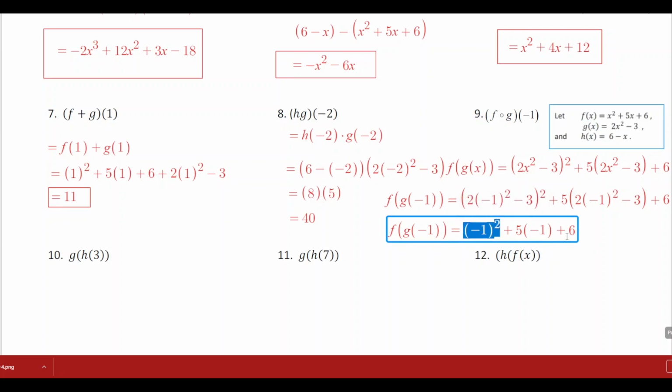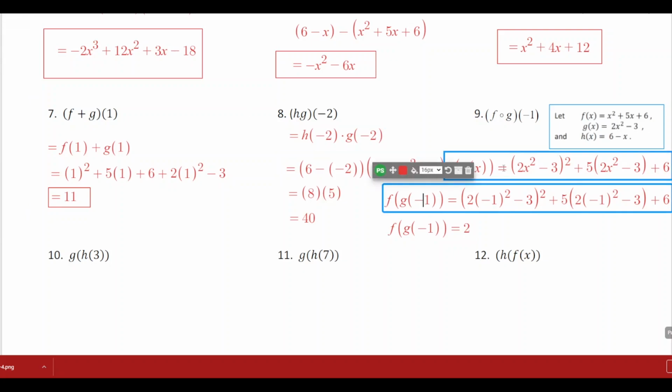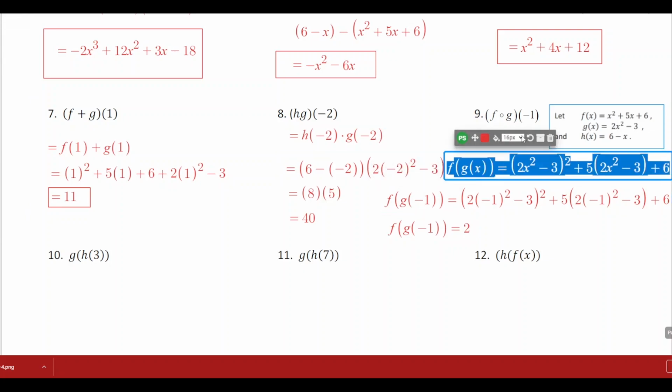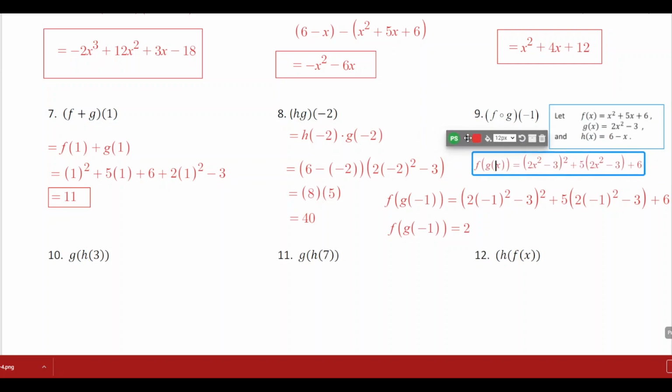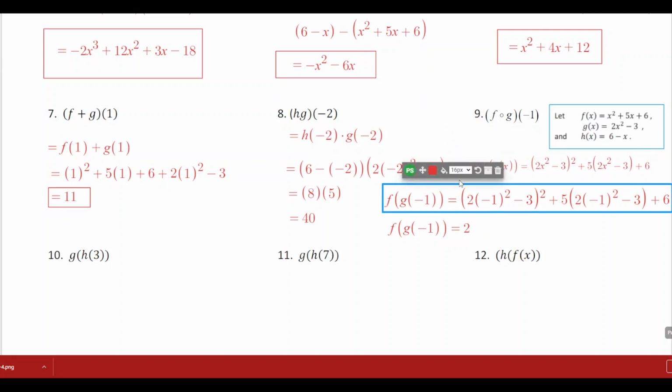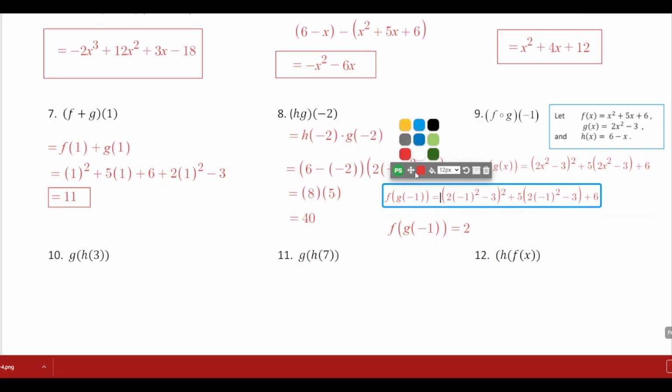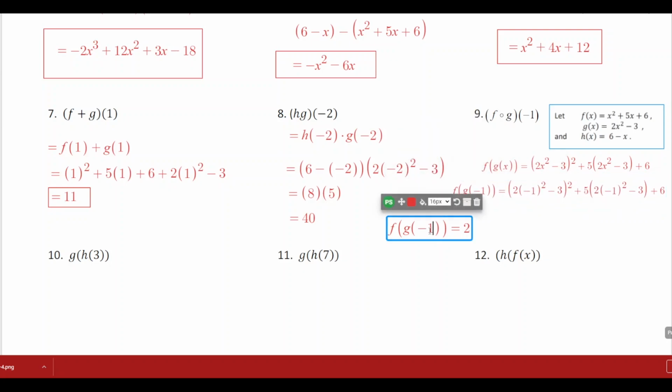And then -1 squared is 1. 5 times -1 is -5. So we got 1 plus 6 is 7, minus 5 is 2. And there's number 9. Let's clean this up a little bit. Make this a little easier to read. There we go.